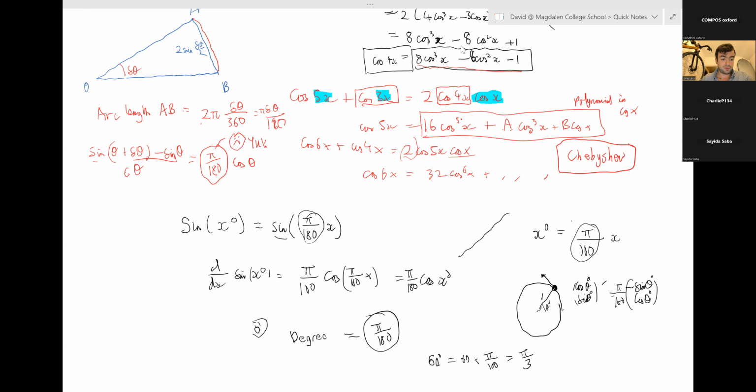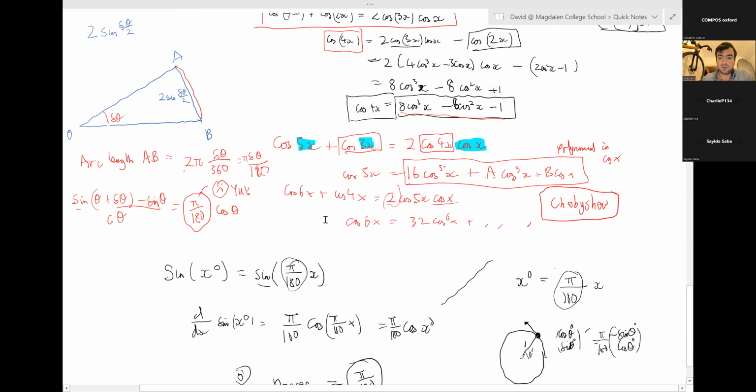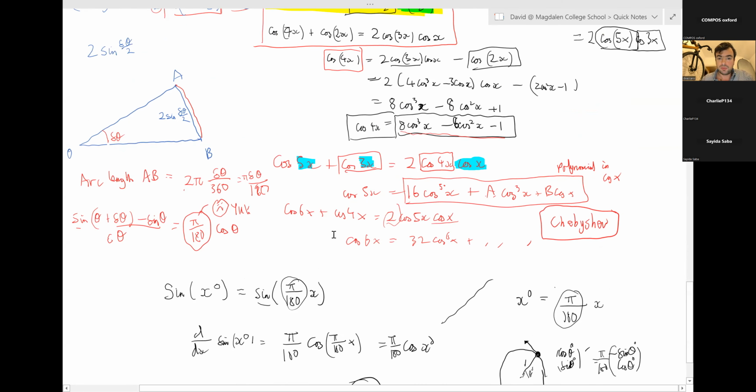Rakesh, what's your question? Oh, so there was a question, what's the final answer for cos 4x? It's here. It's 8 cos cubed x minus 8 cos squared x minus 1.